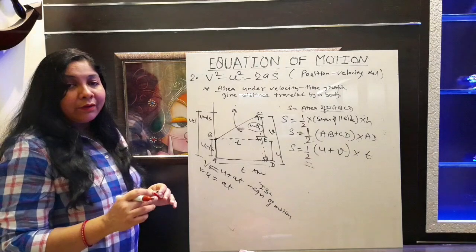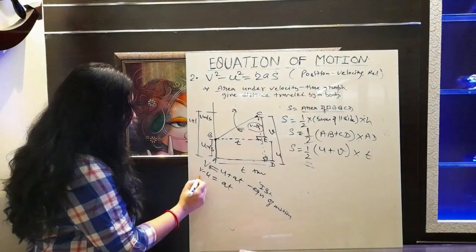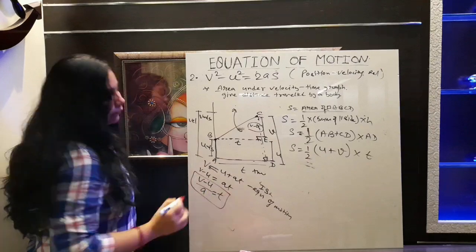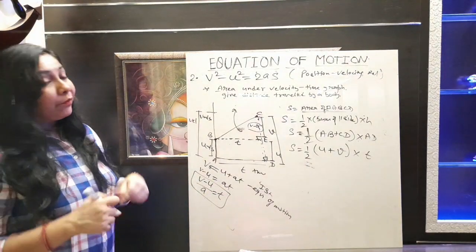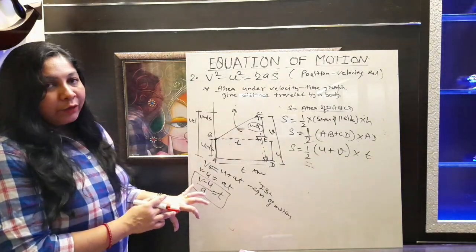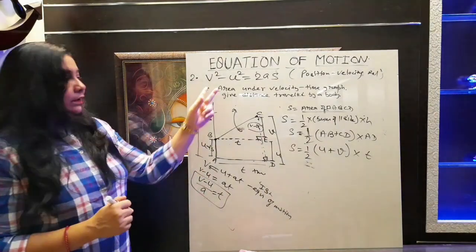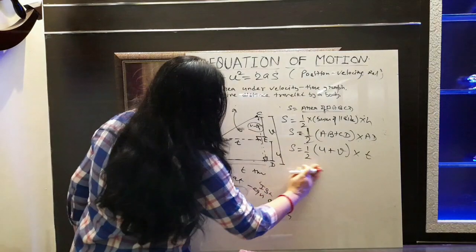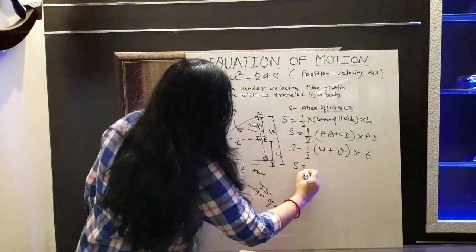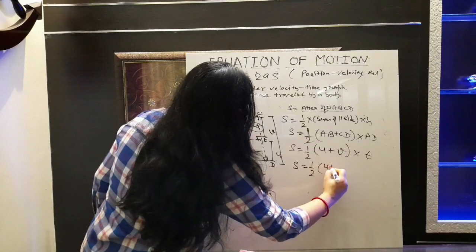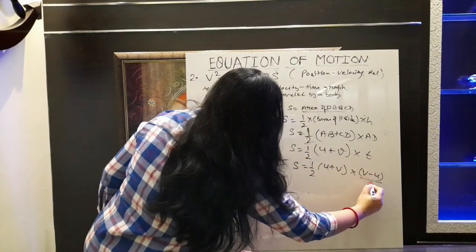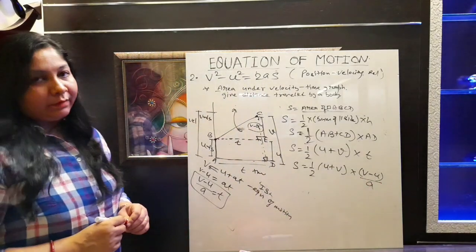Now if we want to find the value of t, then what do we need to do? Just shift a. This will be the value of t that we are getting from the first equation of motion. By using this value of t, we can derive our third equation also. So I'm putting the value of t as v minus u by a. S is equal to half u plus v into v minus u by a, right?